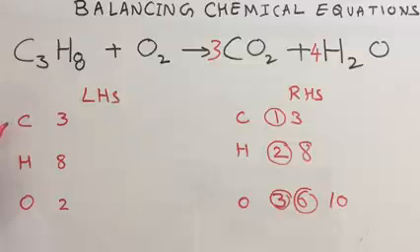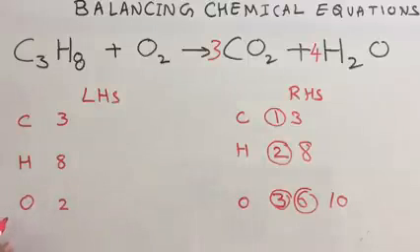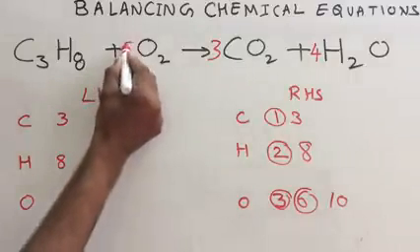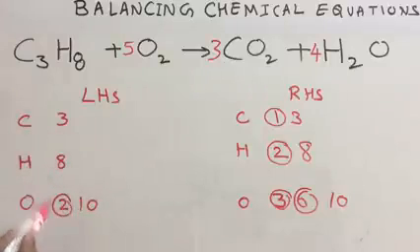Carbon, you have 3 on LHS, 3 on RHS, balanced. Hydrogen, you have 8 on LHS, 8 on RHS, balanced. But oxygen, you have 2 on LHS, 10 on RHS. So simply multiply with 5, 5 2s are 10. Thus you check here 3, 8, 10, 3, 8, 10. So your equation is balanced.